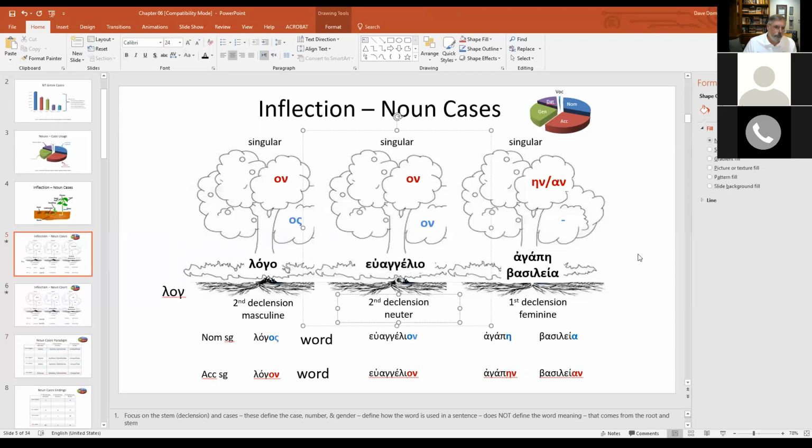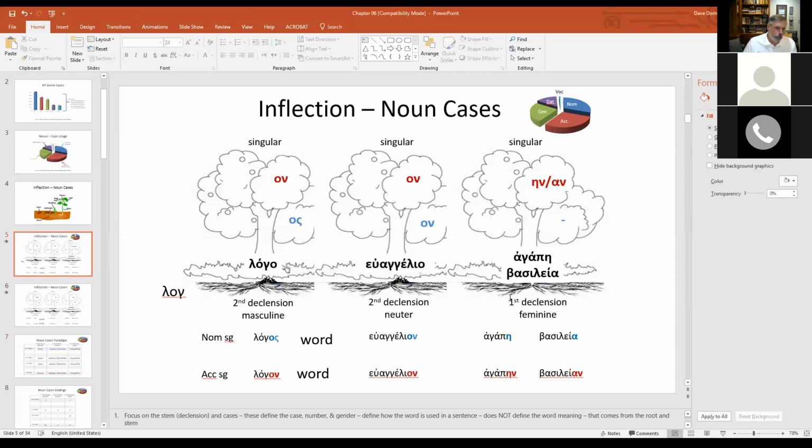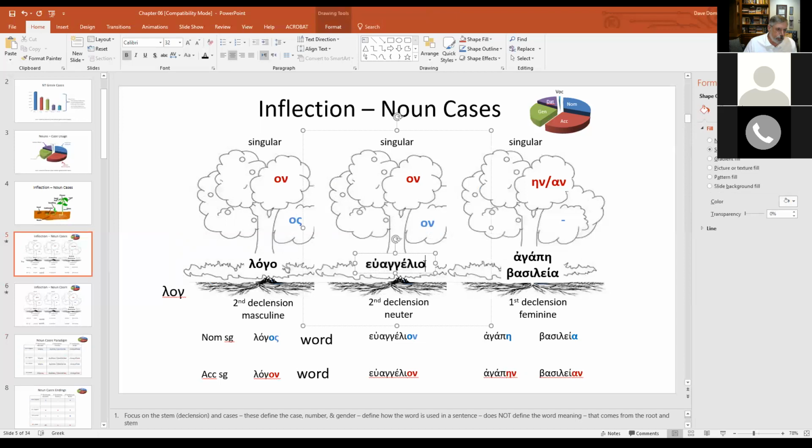And then we have a first declension pattern. The first declension pattern does not end in the omicron stem. The stem does not end in omicron. It ends in either an eta or an alpha, and it's feminine. All feminine nouns will end their stem in an eta or an alpha. That's how I know it's first declension feminine. So it's going to follow a pattern.